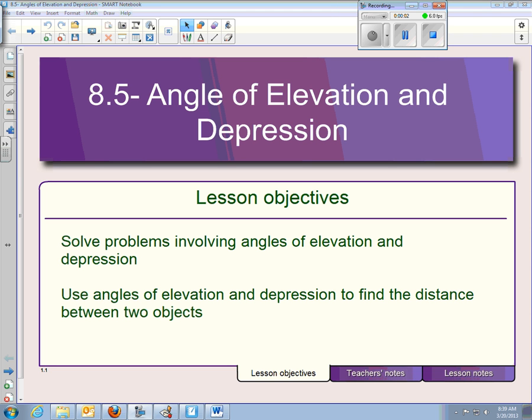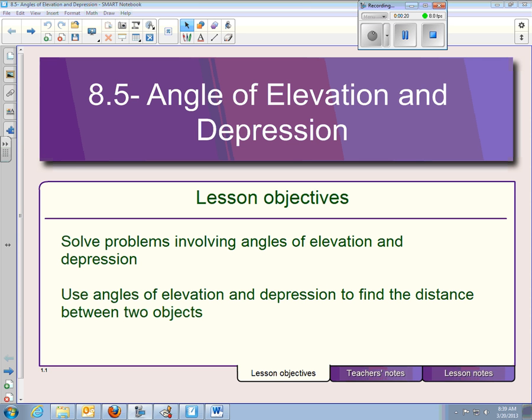Hi class, today we are going to be doing 8.5, finishing up the chapter, and we're going to be doing angle of elevation and depression. Our objectives today are going to be to solve problems involving angles of elevation and depression, and then we're going to use those angles of elevation and depression to find the distance between two objects.